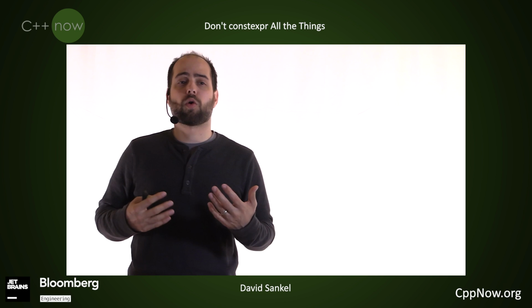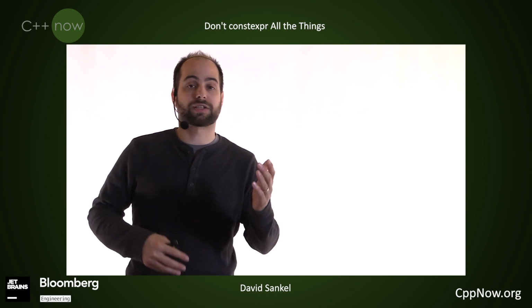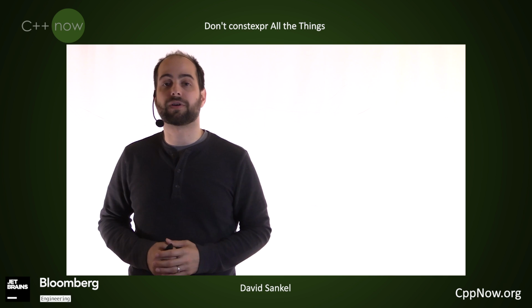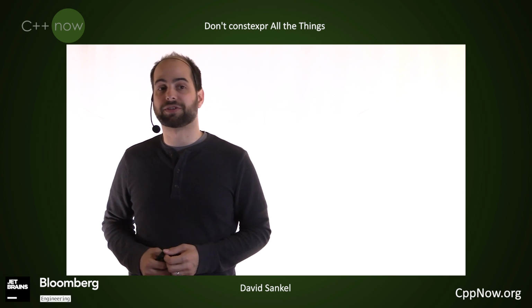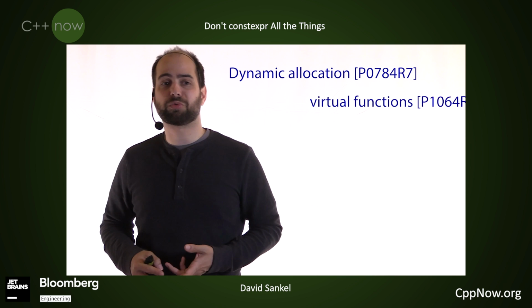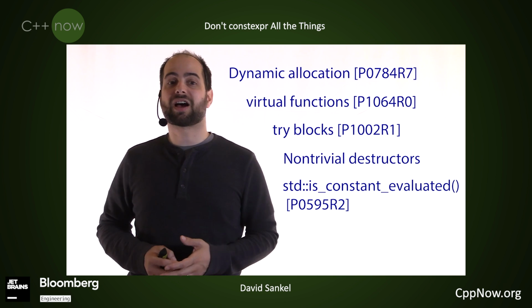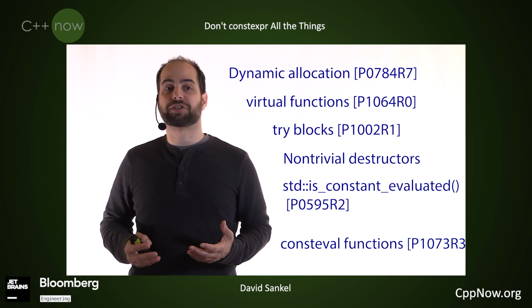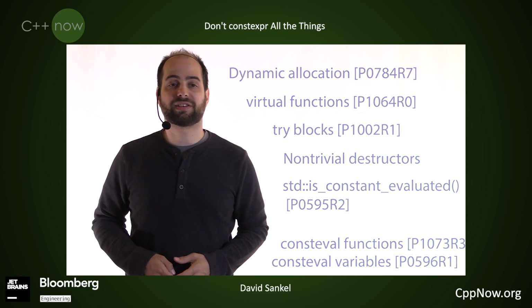So we've had a whole bunch of constexpr expansions so far. Not only have we added constexpr to a whole bunch of standard library functions so that they're accessible at compile time, but we've added language features: dynamic allocation, virtual functions, try blocks, non-trivial destructors, std::is_constant_evaluated, consteval functions, consteval variables. We really invested into this idea.